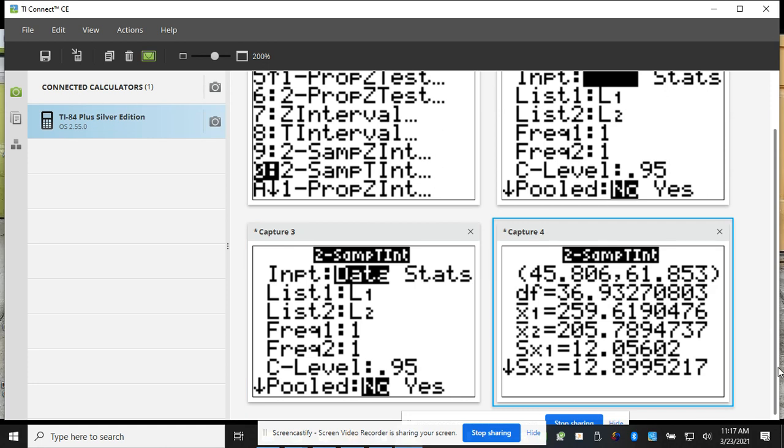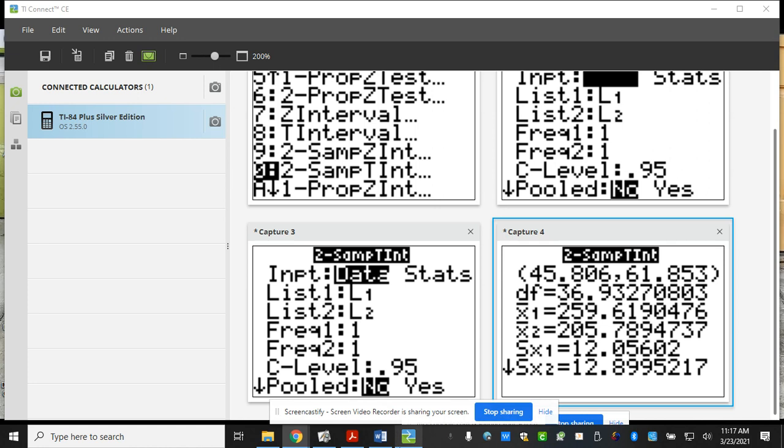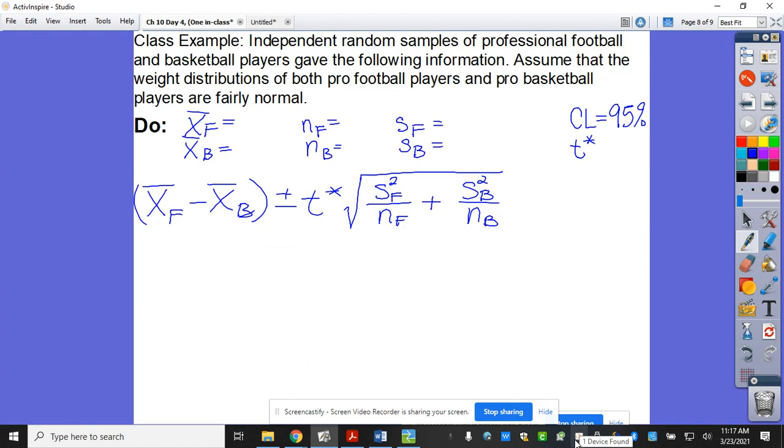And this is why I didn't go and calculate anything myself, because it does everything for us. So now that I've written everything out here, I'm actually just going to go back in and write in my numbers once instead of writing it in the whole equation. So what is my X bar F? I got 9 something. 259.60.